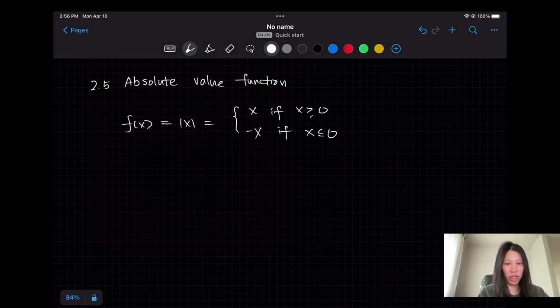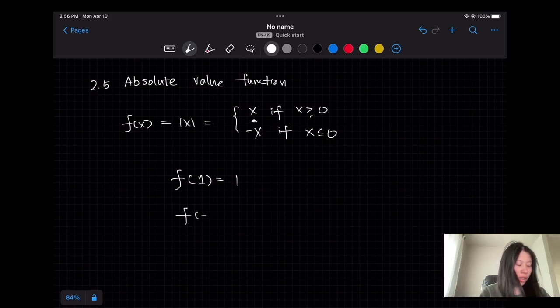So how do you interpret this one? If x equals 1, the output will be 1, right? If the input is -1, the output is going to be the negative of -1, which gives you +1, which is our definition of the absolute value function. All the negatives will become positive. 0 will remain the same.